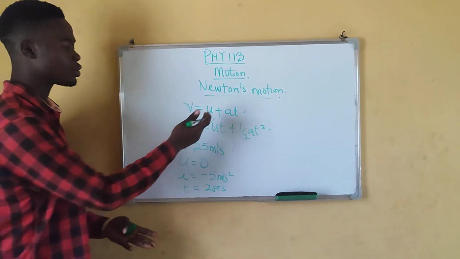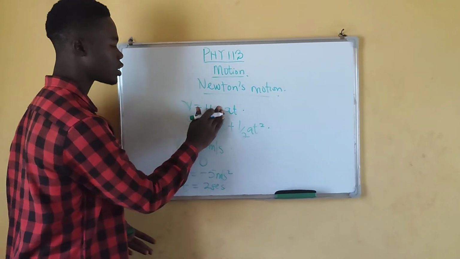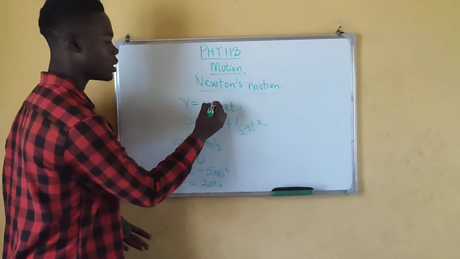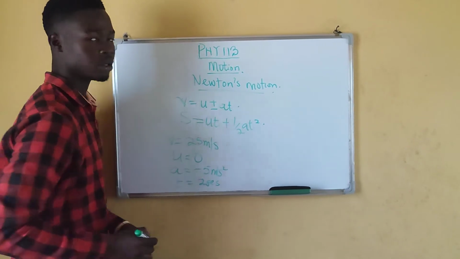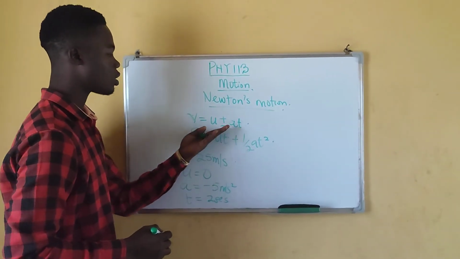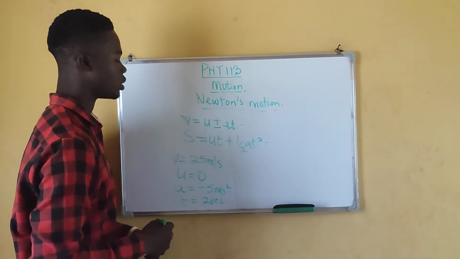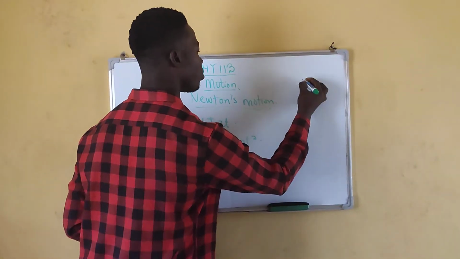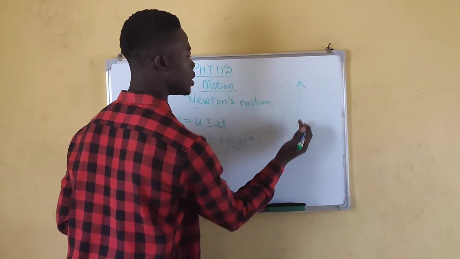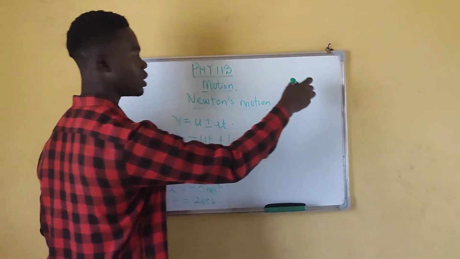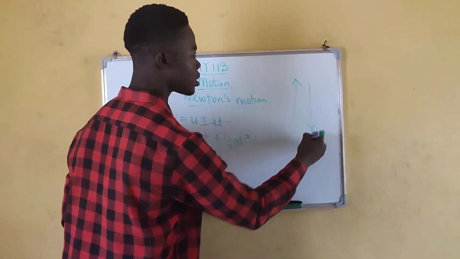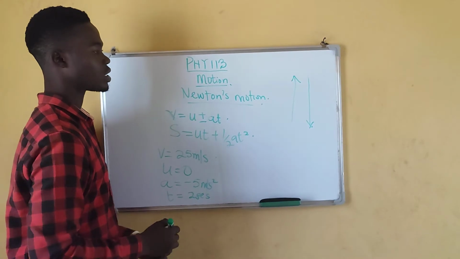So now, I've listed all the parameters there. I'm just trying to show you that this plus is not a constant. It might be plus or minus depending on the direction. Is it moving upward or downward? If it is moving upward, that is against gravity. If it is moving downward, it is in support of gravity.